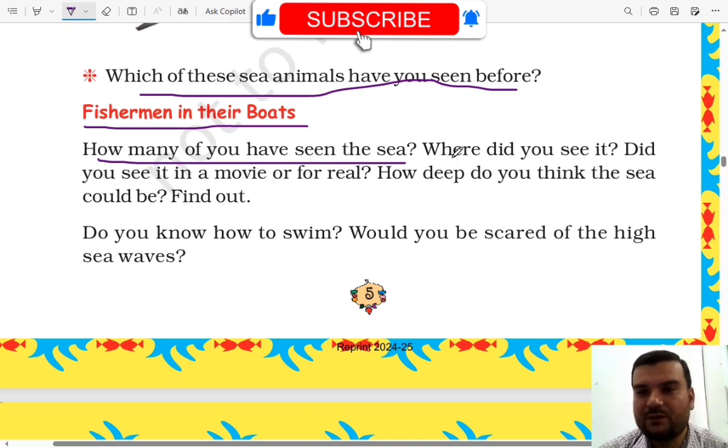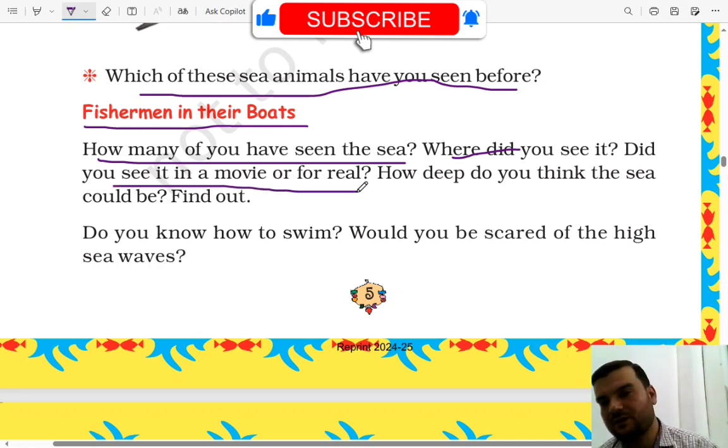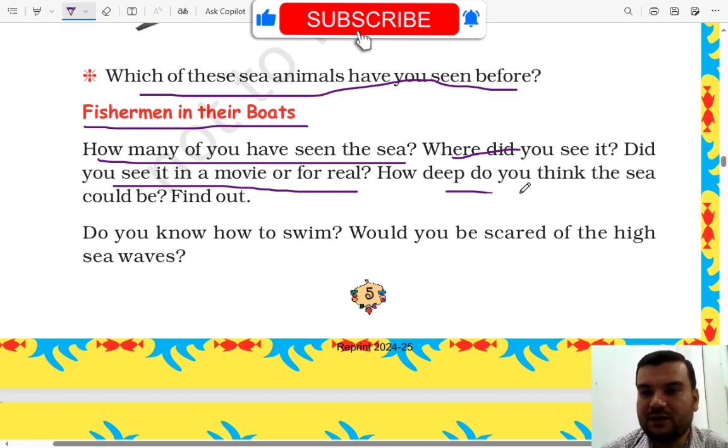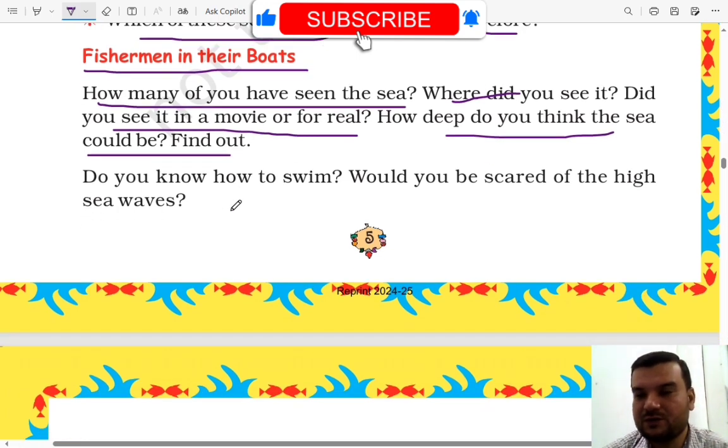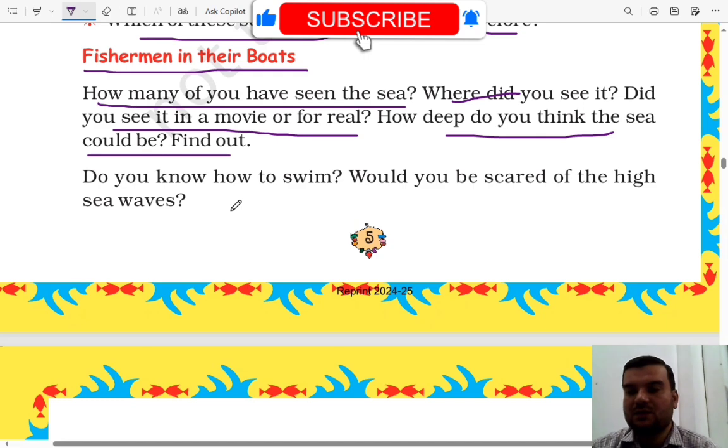Where did you see it? Where have you gone to see the sea? You have been to Goa and so on. Did you see it in a movie or for real? Many of you have seen the sea in a movie or for real. How deep do you think the sea could be? Find out. According to you, what can be the depth of the sea?